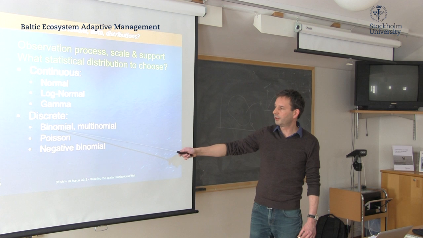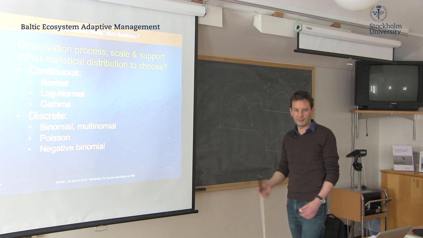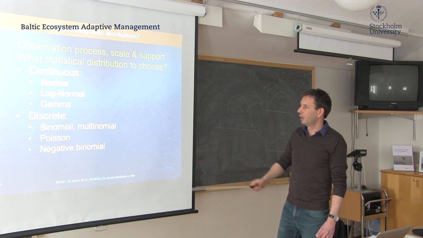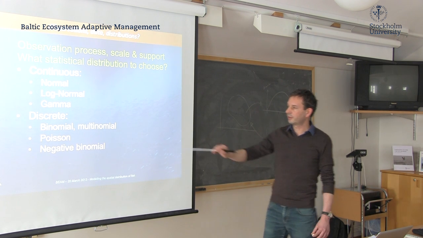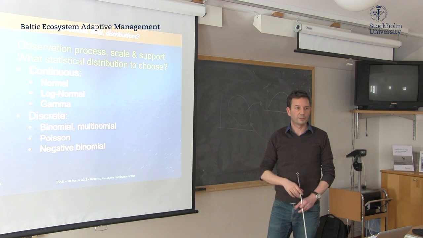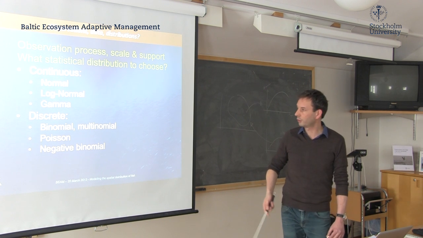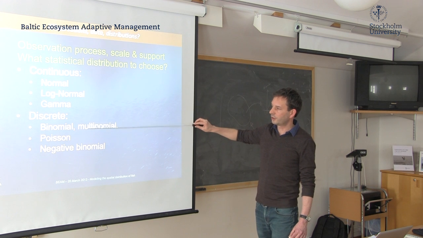Discrete distributions: the binomial is presence, absence, alive, dead, whatever, but only two solutions. The multinomial distribution is an extension of the binomial where you can have several outcomes. So red, blue, green, orange, you can use a multinomial distribution to model this. So it's discrete and finite.